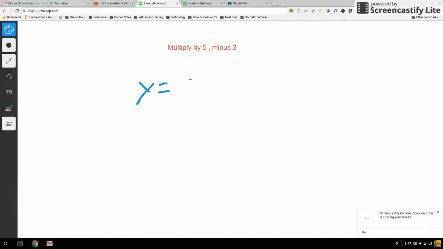Our first thing we have to do is multiply by 5. All right? Our input is x. So we have to take x times 5, and then we minus 3. So x times 5 minus 3. Now, you see that I actually put the symbol in there.